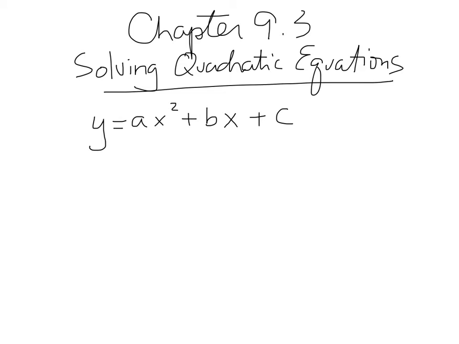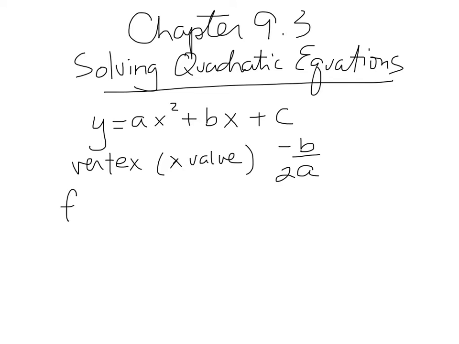Quick review: yesterday we talked about the vertex of the parabola, and we found the x value to be equal to negative b over 2 times a. You would then take that value, negative b over 2a, and plug it back into the function, so f of negative b over 2a, and that would get you the y value for the vertex. That's one point that helps you graph a parabola, a very important point.